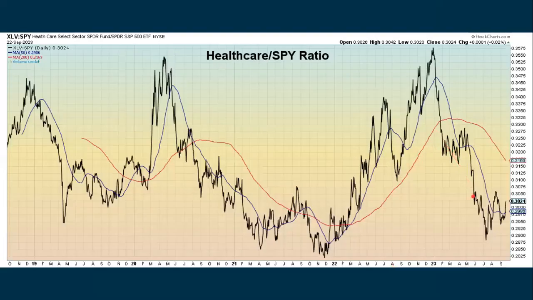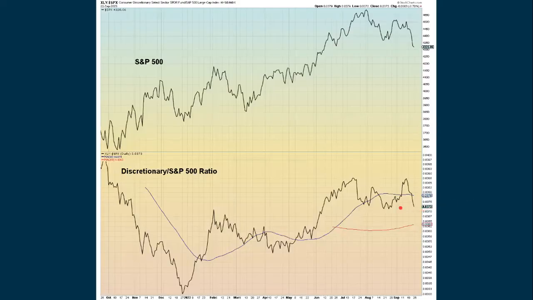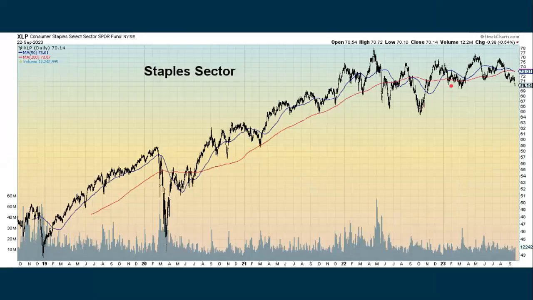Here's another chart showing healthcare is weaker than the S&P. Discretionary, which has been one of the better areas in 2023, has lately been seeing some weakness, but it's outperforming the S&P. The staples sector is also crossing over negative. This had pretty much chopped sideways through a lot of 2022 and into 2023, but it was maintaining an uptrend. Now we're starting to cross over and see a downtrend.